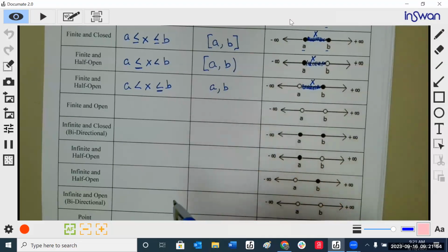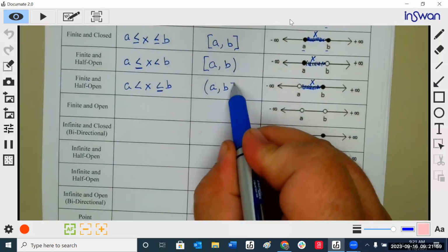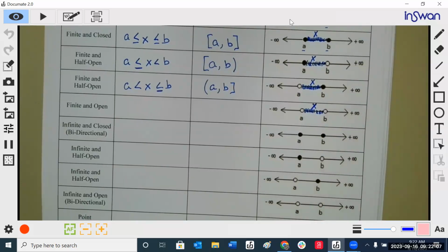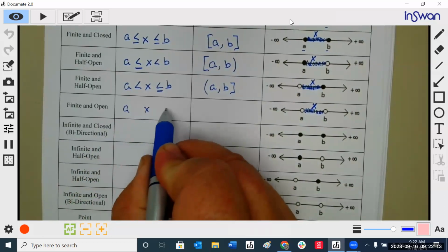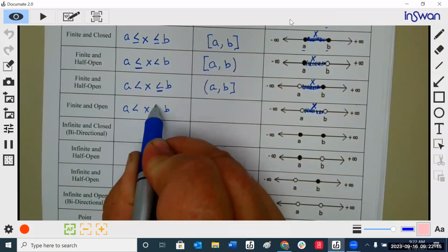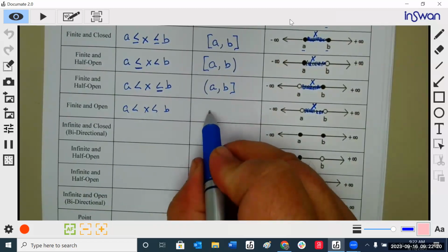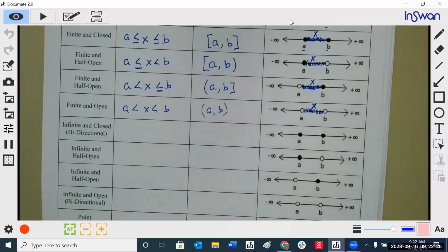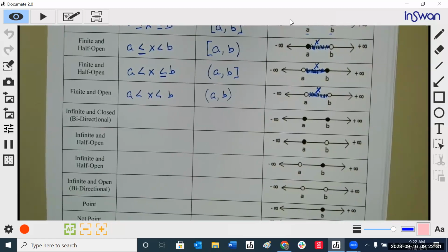Is A a parenthesis or a bracket? Parentheses, and B is a bracket. Right. Very good. And there's my X. So X is between A and B. They're both open, so there's no lines. The lowest is A, the highest is B. They're both open, so they're both parentheses. So far, so good?